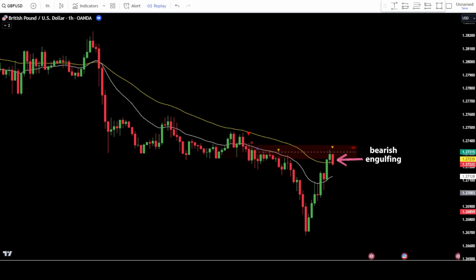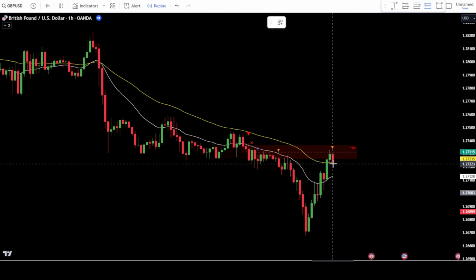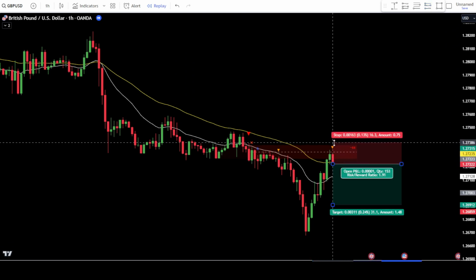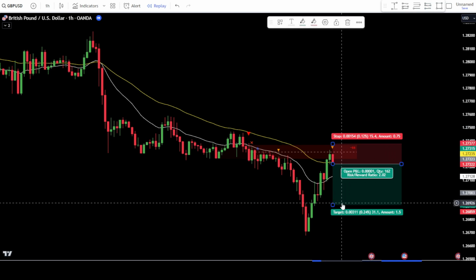5. Upon the formation of the bearish engulfing candlestick pattern, ensure that the market trend is still bearish. 6. If all conditions are confirmed, you can place a sell order after the bearish engulfing candlestick is closed.